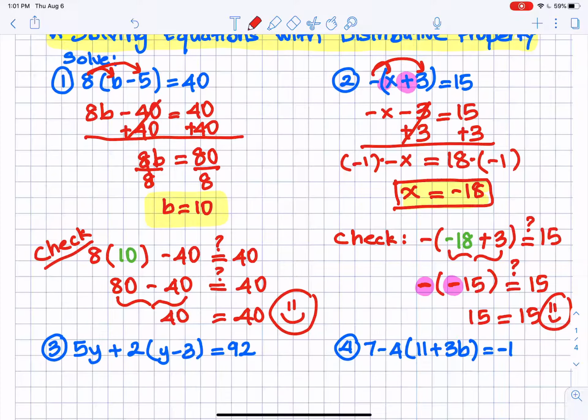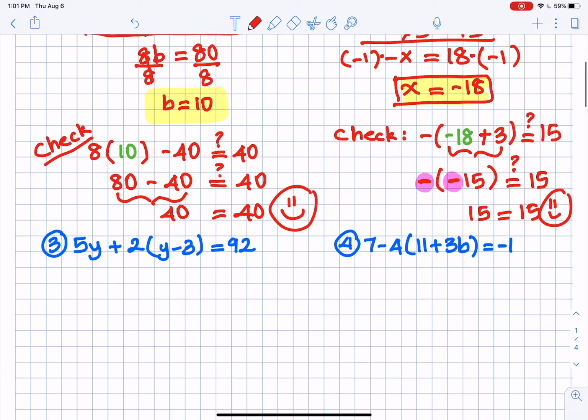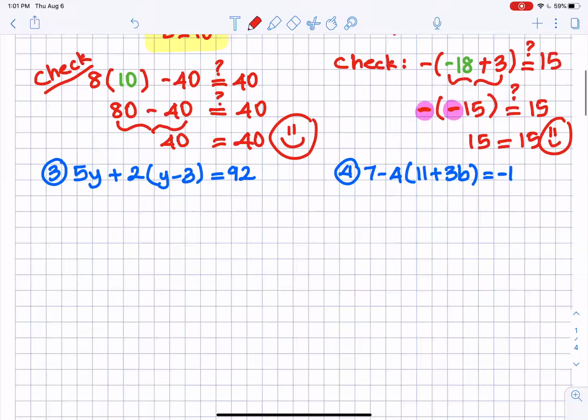Okay, now let's look at question number 3. 5y plus 2y minus 3, 2 times (y minus 3) equals 92. Let's find y. I'm going to start with the distributive property first. I'm going to rewrite the rest. 2 times y is 2y. 2 times 3, or negative 3, we have here. Be careful with the sign. 6.